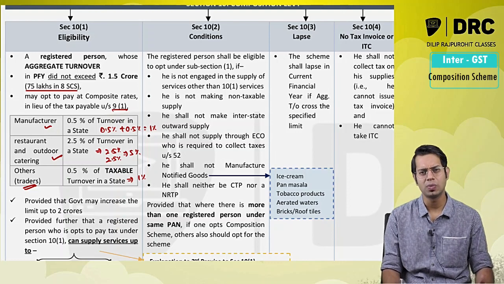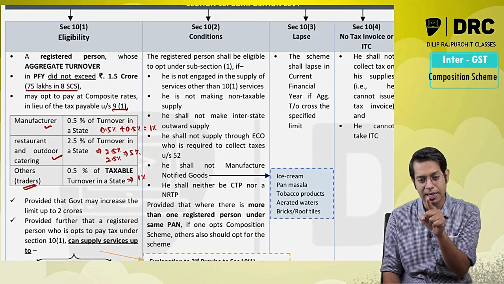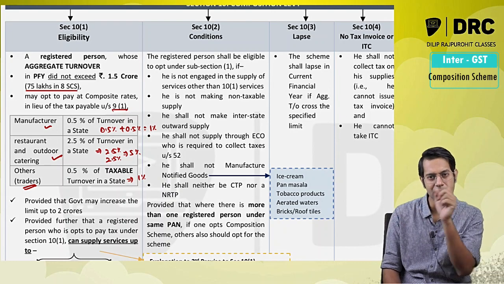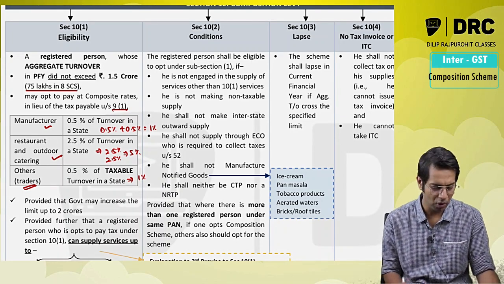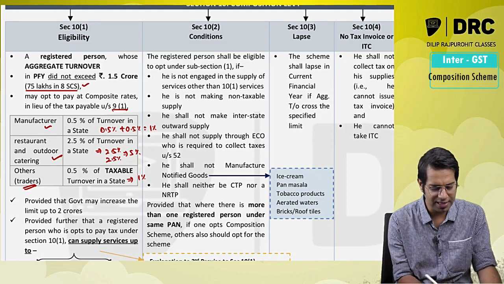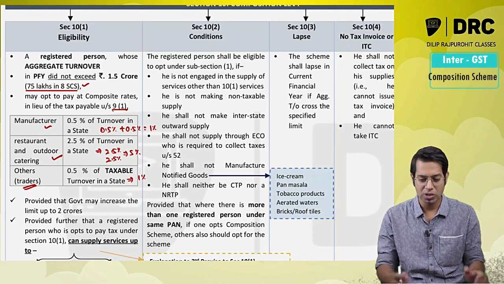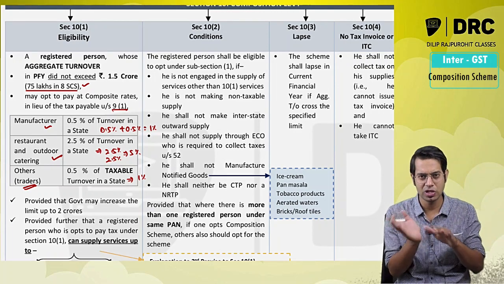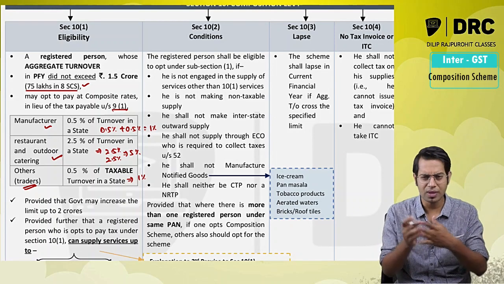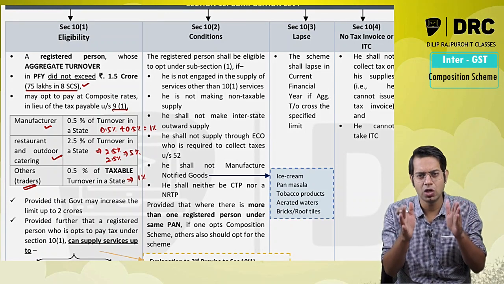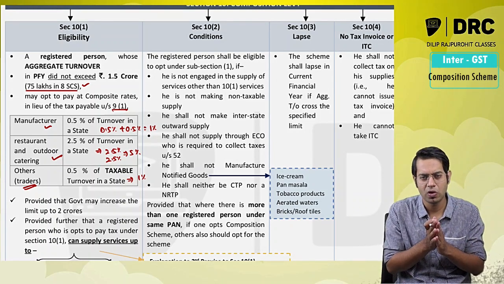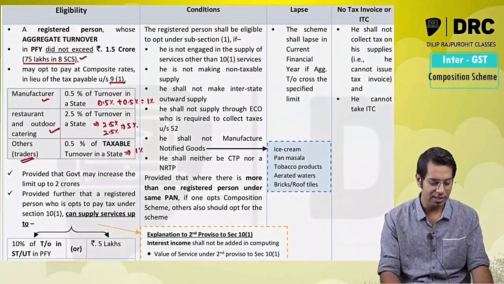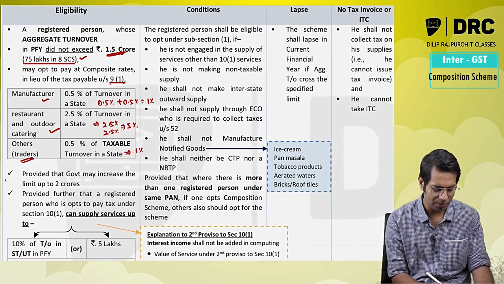Now please note, who is eligible? A registered person whose aggregate turnover in the preceding financial year should not exceed 1.5 crore rupees, or 75 lakhs in case of 8 special category states. So sir, if I want to start the business this year, I am going to see the aggregate turnover of the preceding financial year, previous year, last year. If my aggregate turnover in the preceding financial year did not exceed 1.5 crores, then I can become a composition dealer in this particular year, provided that this limit can be increased from 1.5 crores up to 2 crores.